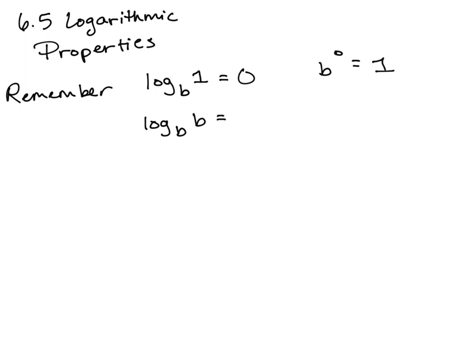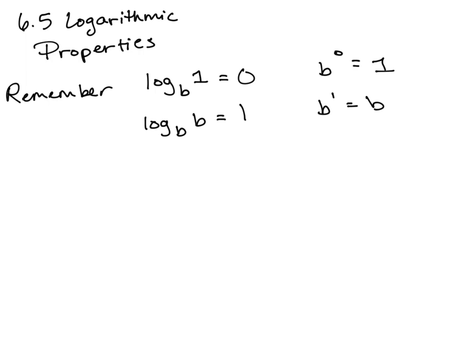Another thought is that log base b of b is something. The question is, b to what power gives me b? B to what power gives me itself? 1. So b to the first power is b. This is why this works. B to the first power is b, so b to 1 gives me the argument. Are we understanding that?